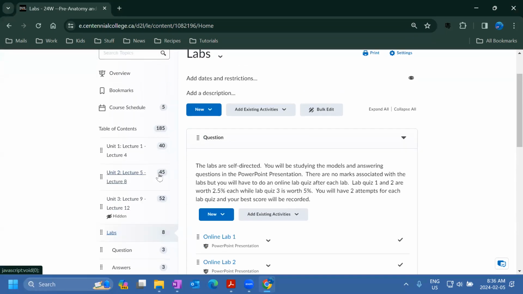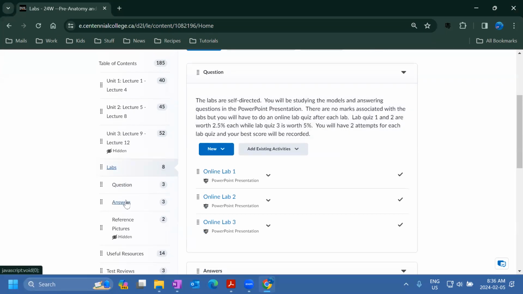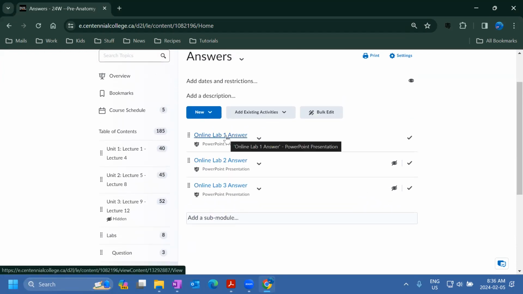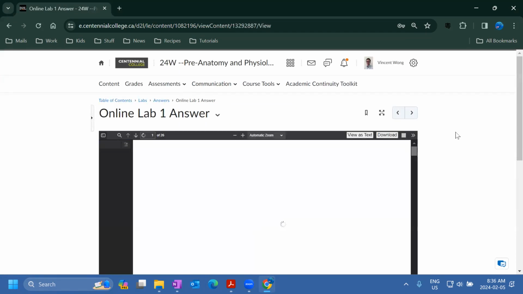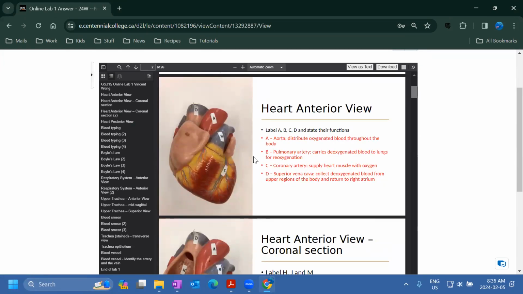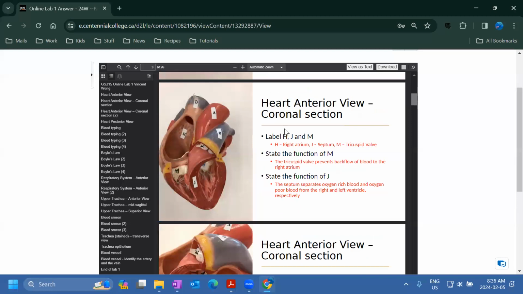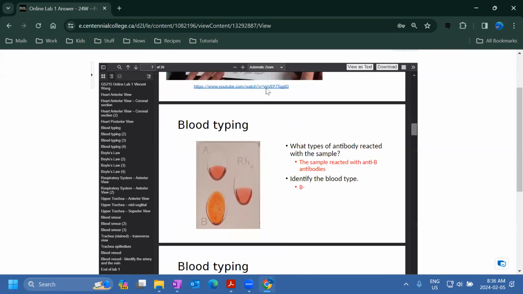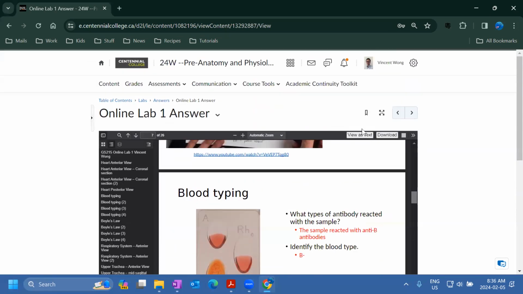There is the lab folder here. If you click on answers, the lab answer for the first lab, for the first PowerPoint, is now available. So compare your own answers with that. If you have not done the lab yet, I strongly encourage you to do it yourself first before looking at the answers. It's a good idea to test whether or not you know this stuff.